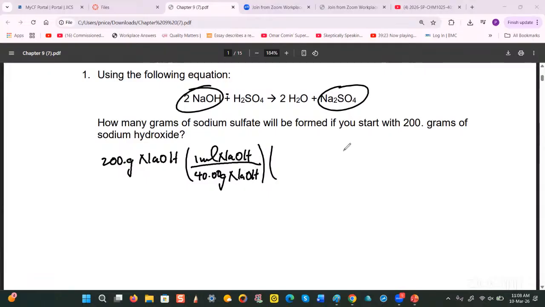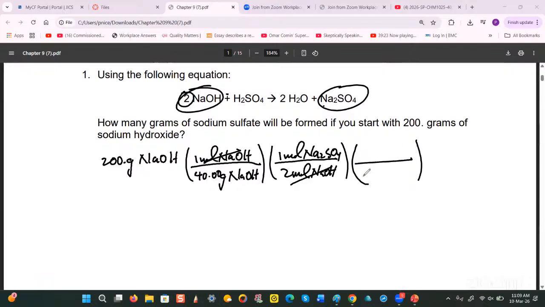And then the next conversion factor will be expressing the mole ratio between the sodium hydroxide and the sodium sulfate. So that's a 1 to 2 mole ratio. I'm going to put 1 mole of sodium sulfate above and 2 moles of sodium hydroxide below. So this will go with that. And then the last step in this process is multiplying by the molar mass of sodium sulfate.